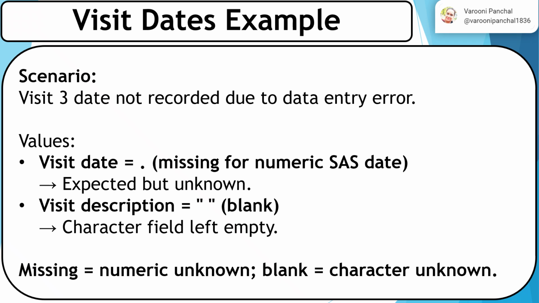Visit dates example. Scenario: Visit 3 date not recorded due to data entry error. Values: visit date is missing, a missing numeric SAS date, expected but unknown. The visit description is blank. That means the character field was left blank. Missing is for numeric unknown and blank is for character unknown.